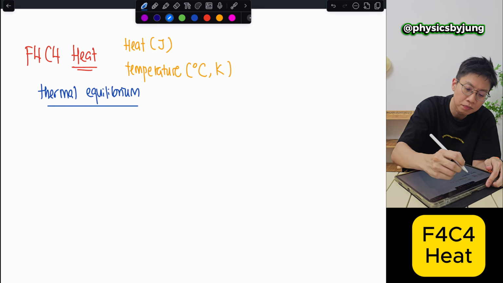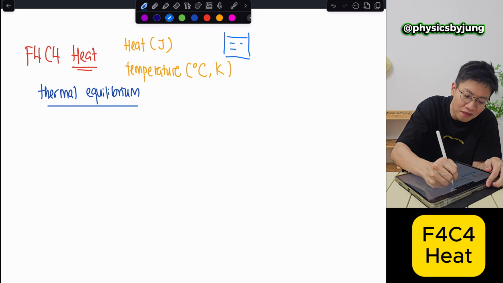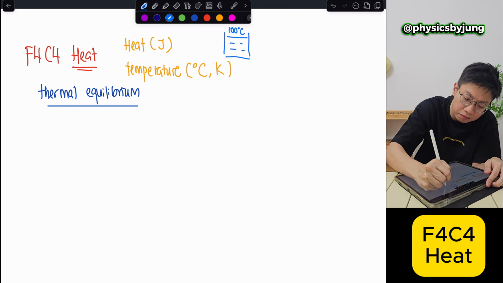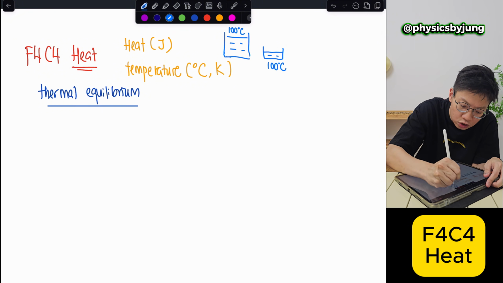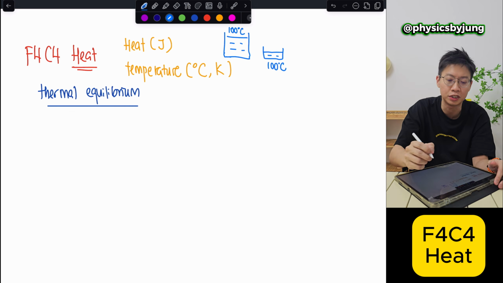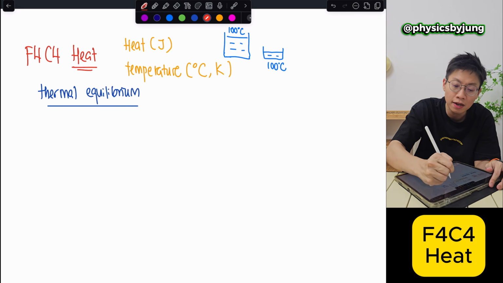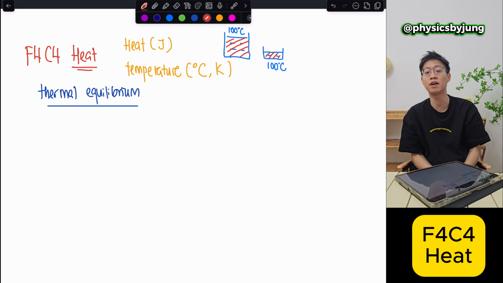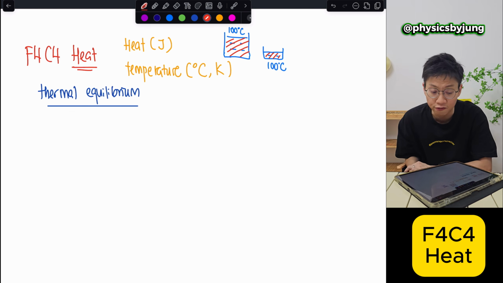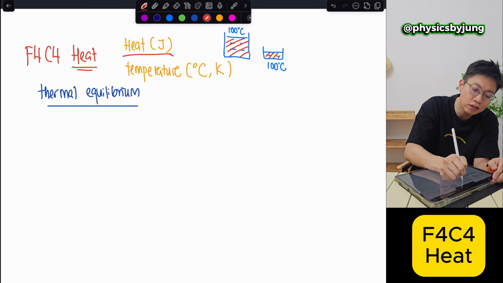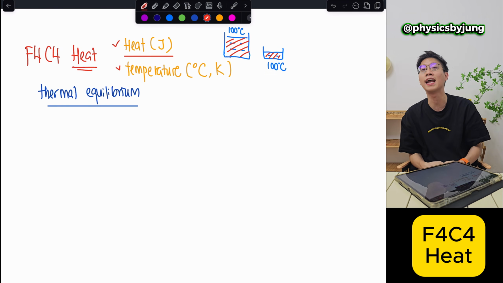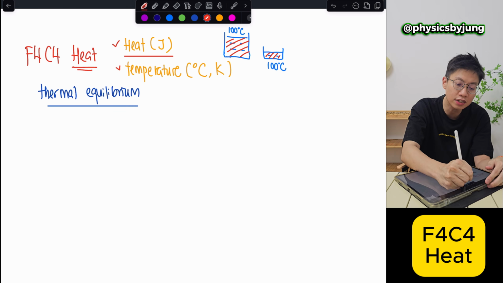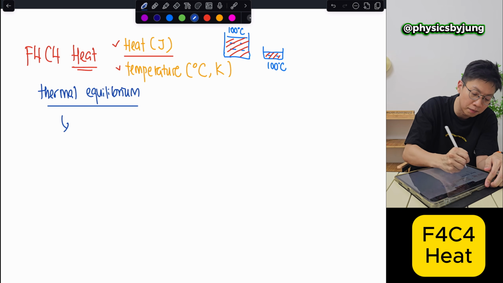For example, if I give you a large amount of 100 degrees Celsius water versus a small amount of 100 degrees Celsius water. Although these two objects have the same temperature, their heat energy might be different. Why? Because the bigger one must have more heat energy, and the smaller one will obviously have less. So this is the first thing that you have to understand. In the exam, they like to ask you the definition of temperature and the definition of heat energy. So that one first. Once you're done with heat and temperature, let's talk about thermal equilibrium.